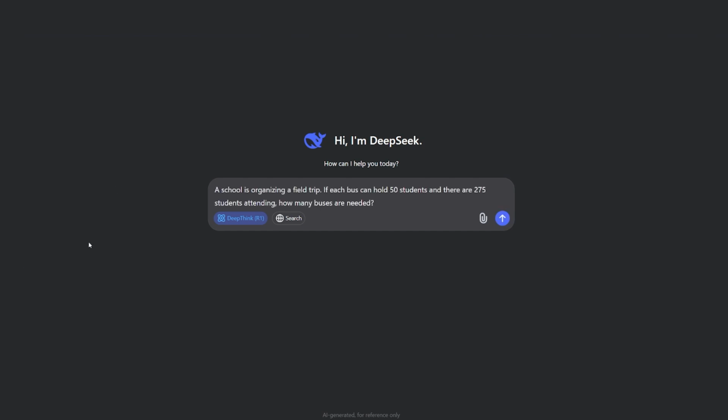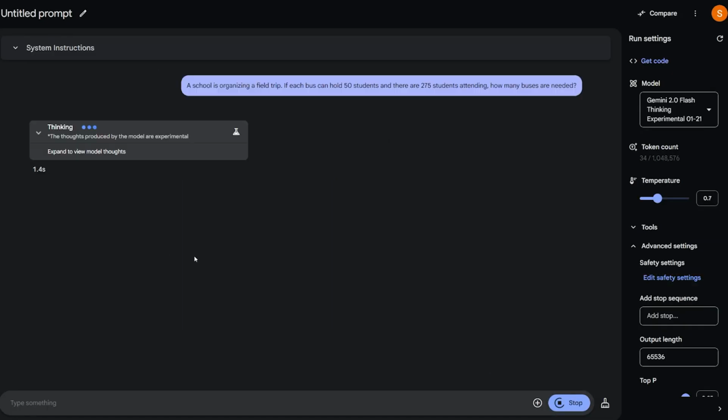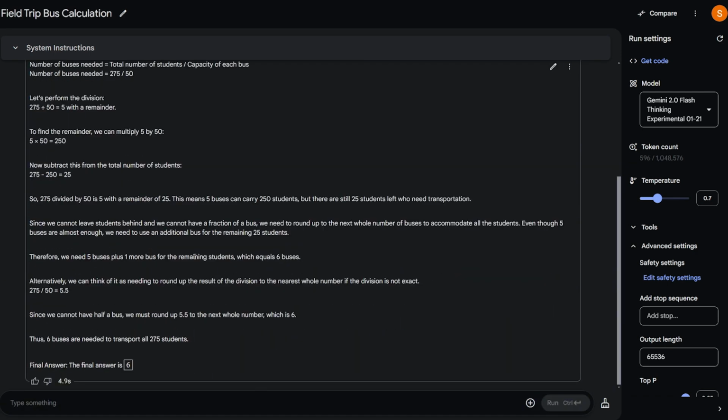Starting with the first question. A school is organizing a field trip. If each bus can hold 50 students and there are 275 students attending, how many buses are needed? I'm going to hit send for both DeepSeek and the Gemini thinking experiment. And the correct number should be about 5.5 buses.